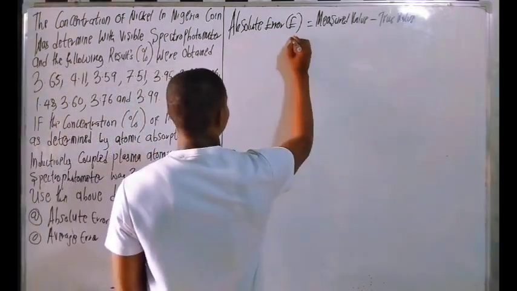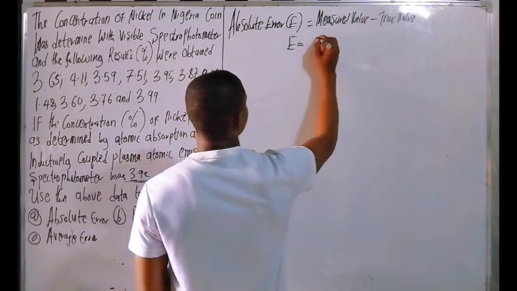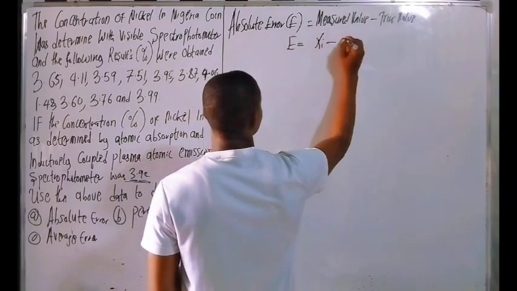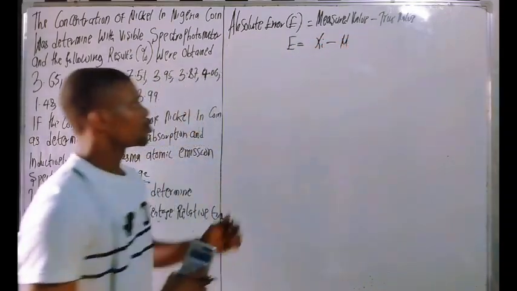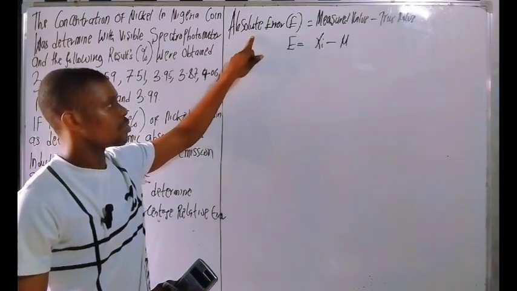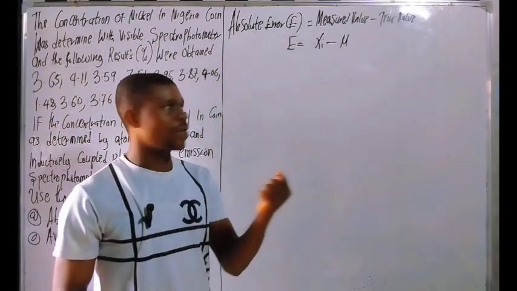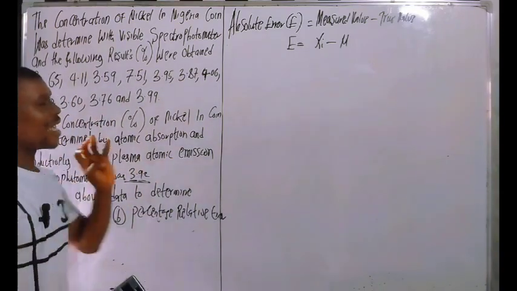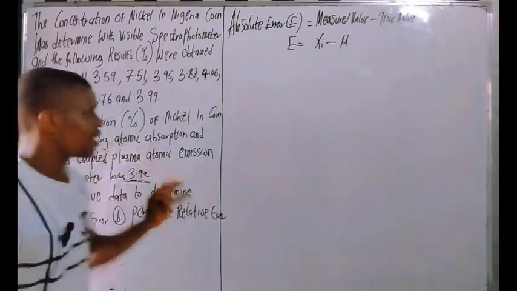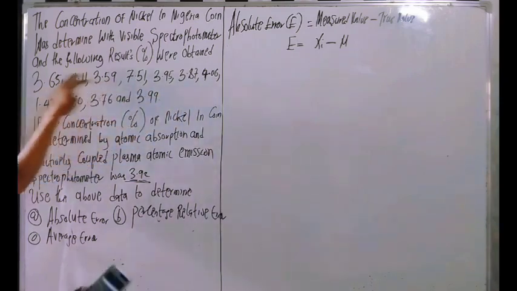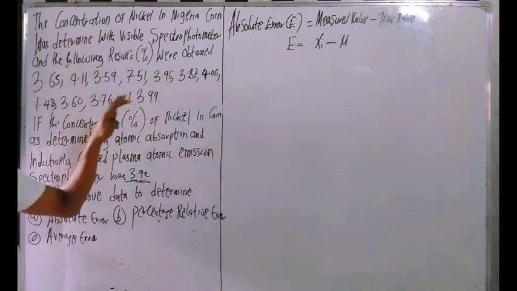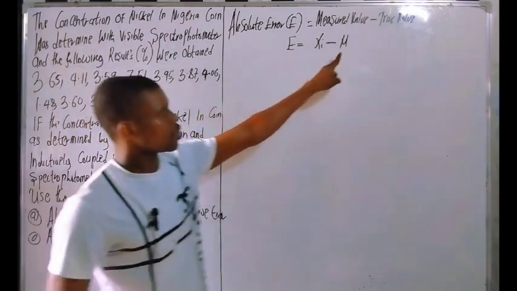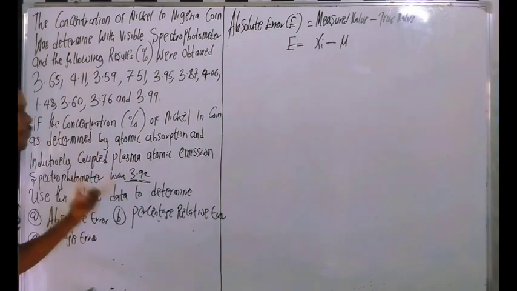So E equals the measured value minus the true value. E means the absolute error, and Xi means the measured value. How many measured values do we have here? We have 11 of them. So you have to calculate the absolute error for each of these values, each minus the true value.